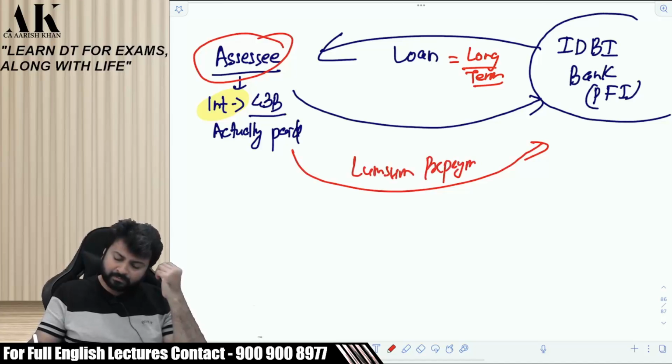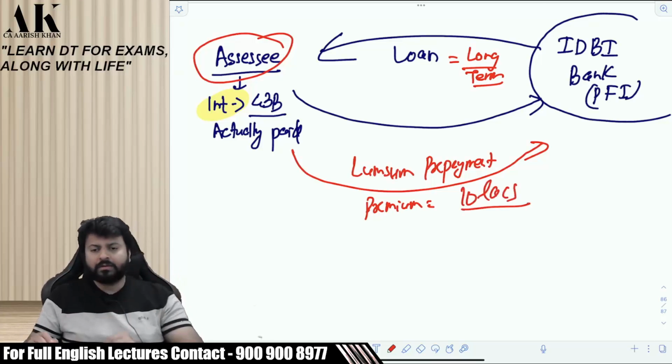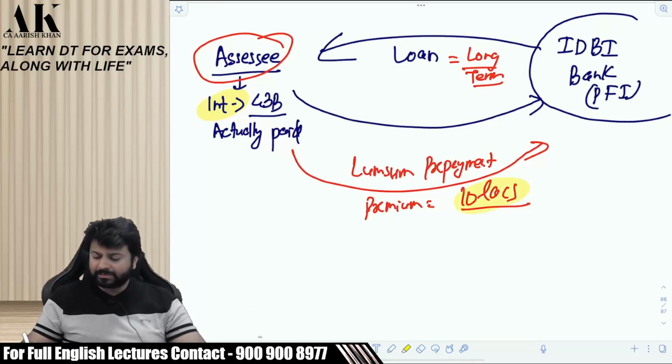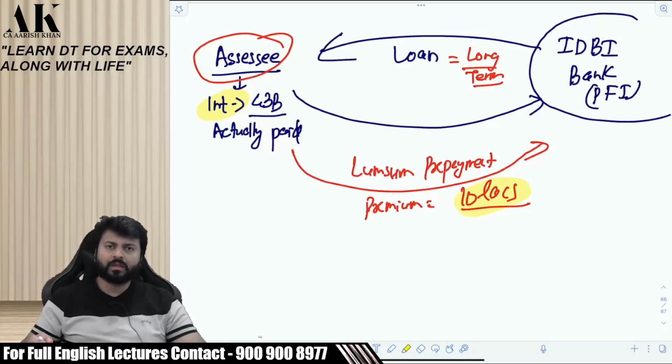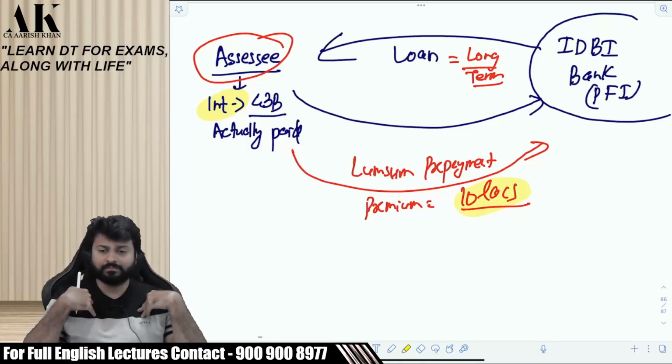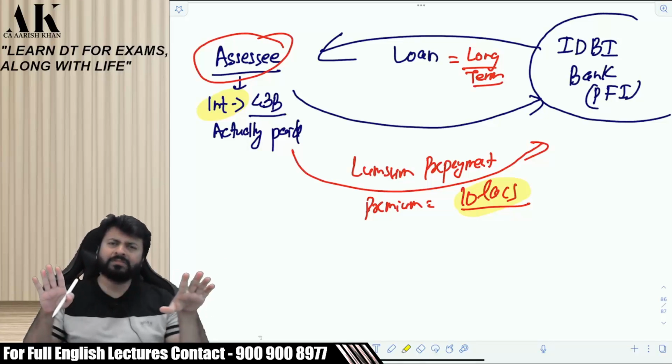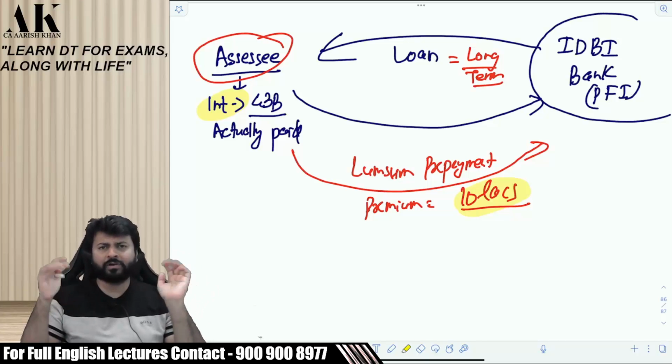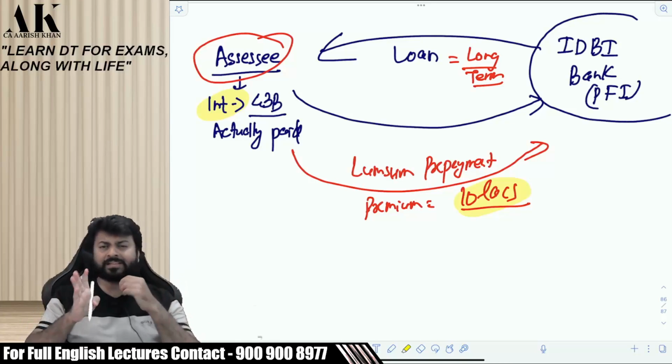prepayment premium of say 10 lakh rupees. You make one payment of 10 lakh rupees lump sum, and we will reduce your interest. Okay. If you want us to reduce your interest, then you should also give us something in return. You pay us 10 lakh rupees as a lump sum premium, and then we will reduce your rate of interest forever. This generally happens in the industry.